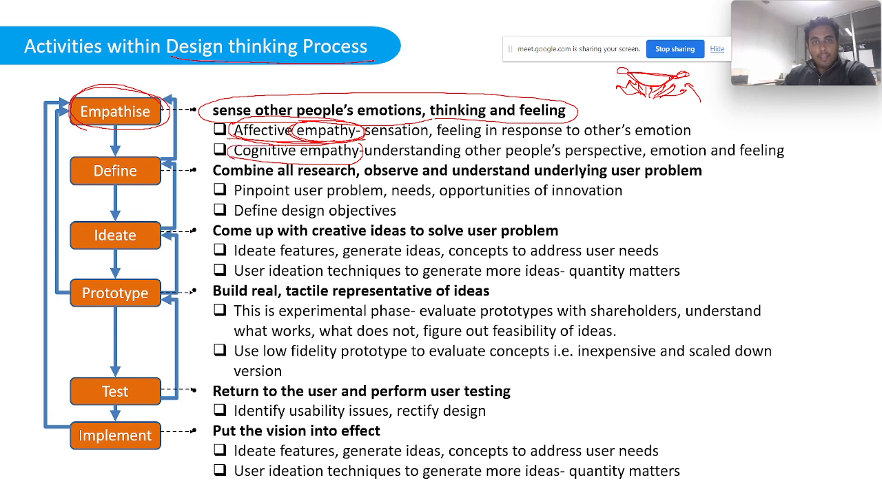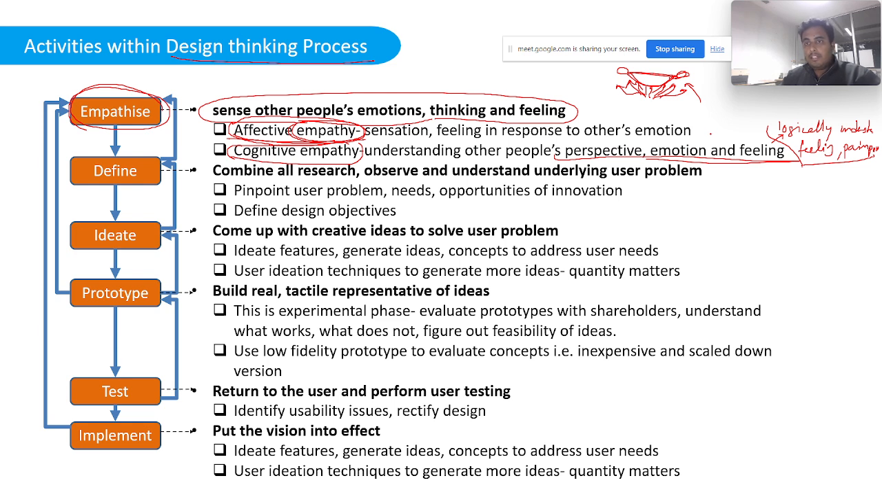The other level of empathy is basically a logical understanding of people's perspective about emotion and feeling. In cognitive empathy, we logically understand the feeling, the pain points, but we personally did not experience the same level of feeling. So this is cognitive empathy.